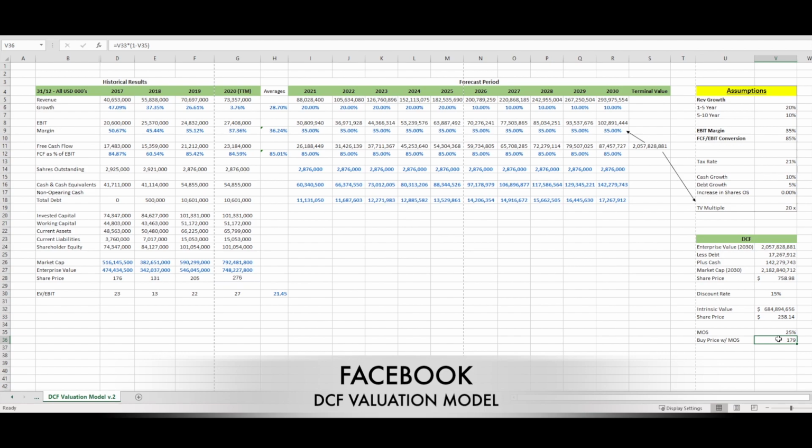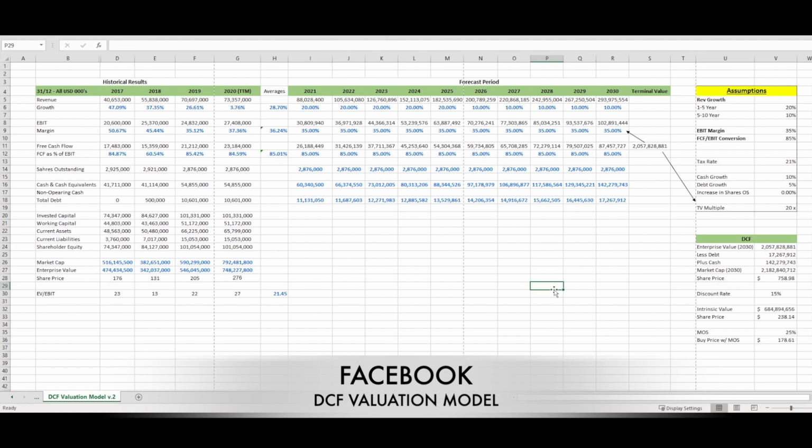I'd probably say if you're using assumptions that are quite high growth rates or quite high multiples, so if you've got a bit of a bullish assumption, maybe use the margin of safety feature. Here I've got a 25% margin of safety, and all that's doing is obviously taking about 75% of the intrinsic value and saying we want to buy it at a 25% discount to intrinsic value, so $179.